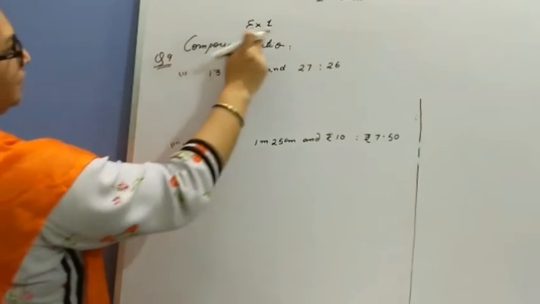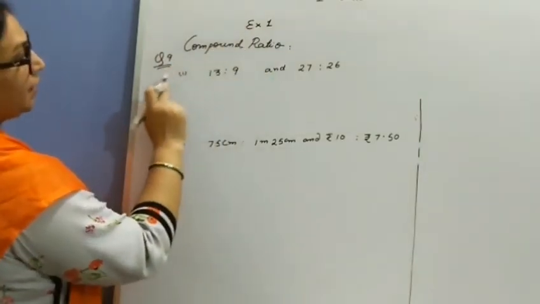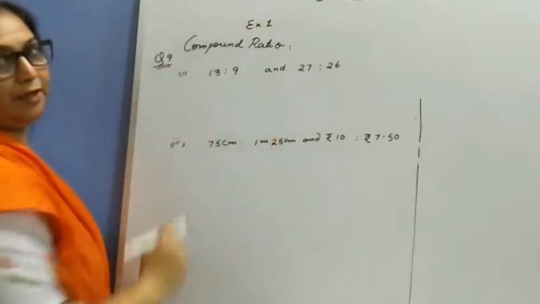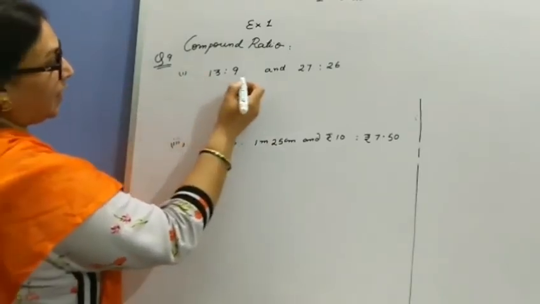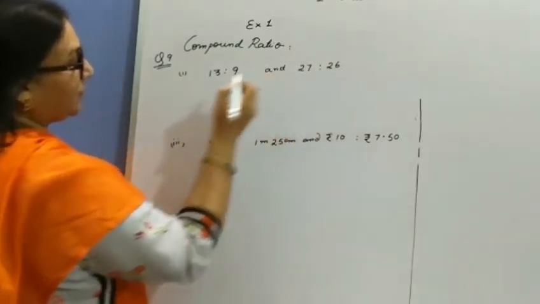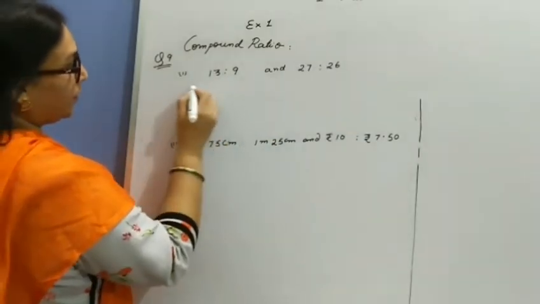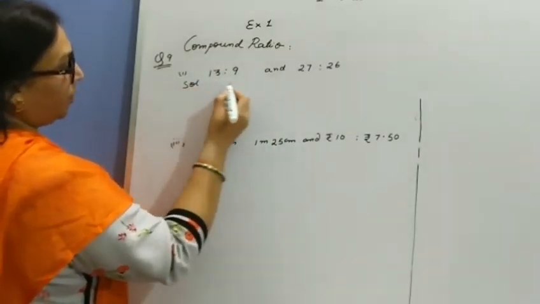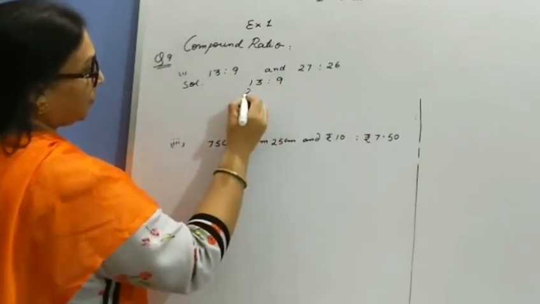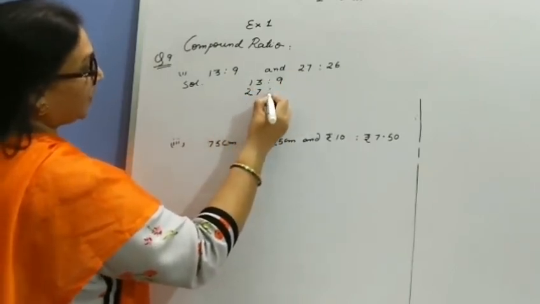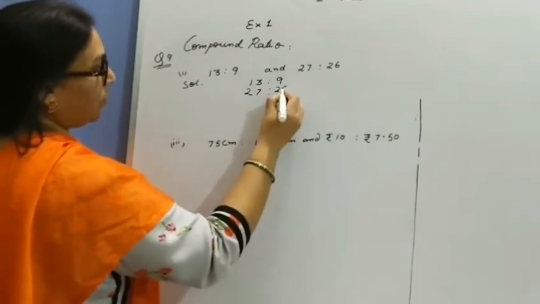Question 9 of exercise 1 part 1. Find the compound ratio of the following pairs. So let us do the first one. 13 is to 9 and 27 is to 26. So first, as I told you, in solution while writing in copy, first ratio as it is you write, bring the next ratio in such a way, antecedent below antecedent and consequent below consequent.